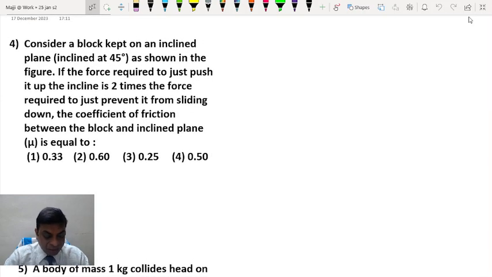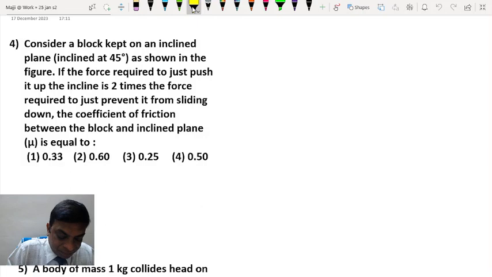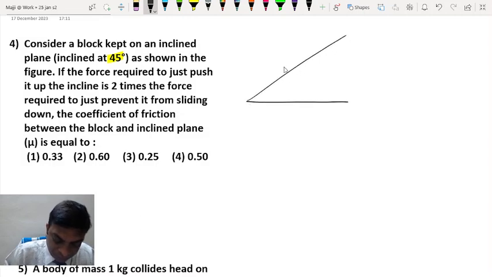As you can see, consider a block kept on an inclined plane. Angle of inclination is given as 45 degrees as shown in the figure. Force is applied this way or this way. Force required to just push it up the plane incline is 2 times the force required to just prevent it from sliding down. Coefficient of friction is?